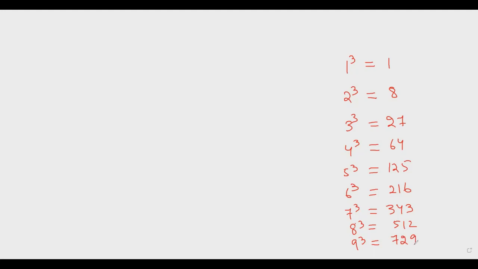Is that okay? For cube root, you need to know these values first, and then analyze them. The last digits are all different. Now, see, this method is very useful when finding a perfect cube. A perfect cube has 3 cube equal to 27. This is called a perfect cube.